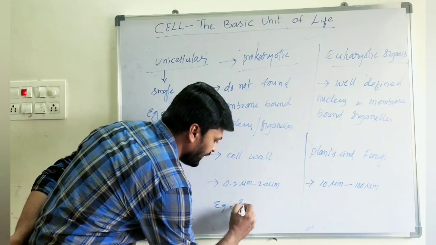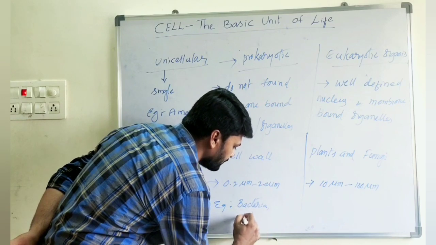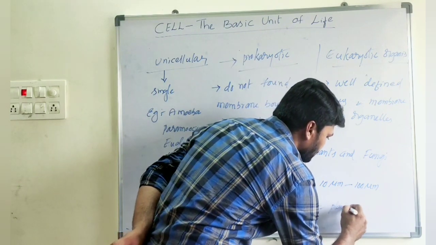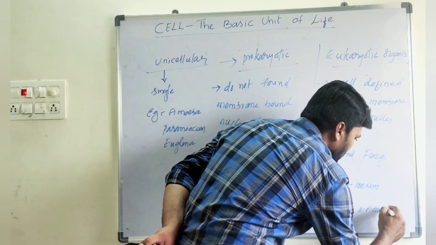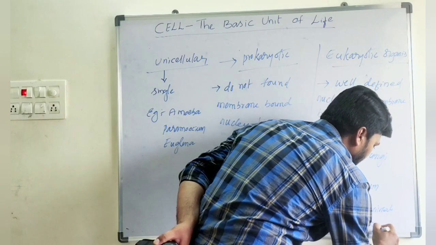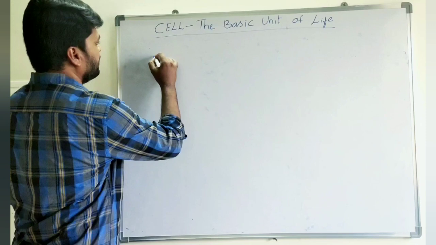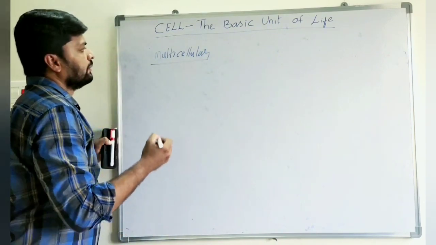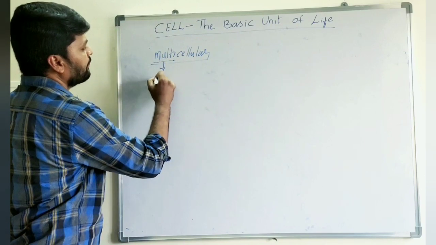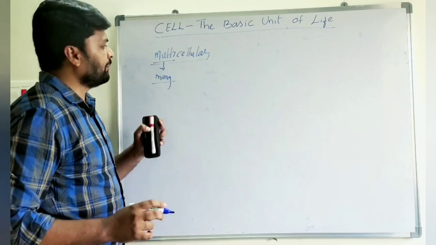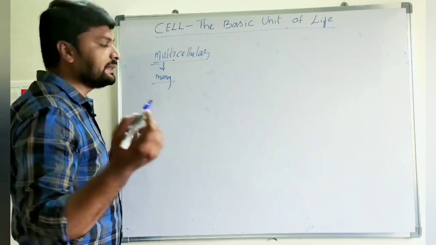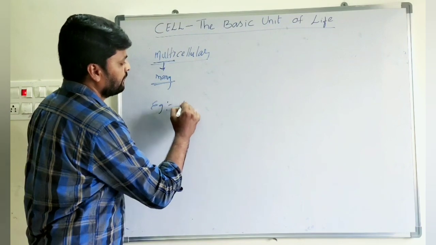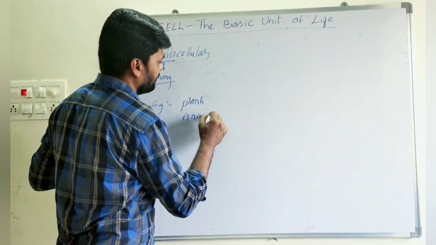Example: bacteria, archaea. Examples of eukaryotic: plants, animals, fungi, etc. Now let us see multicellular organisms. Multi indicates many. That means an organism contains more than one cell. It's called a multicellular organism. Examples of multicellular: plants, animals, etc.